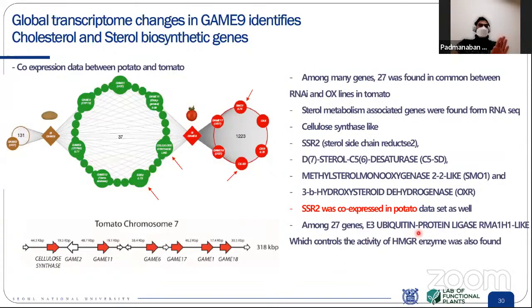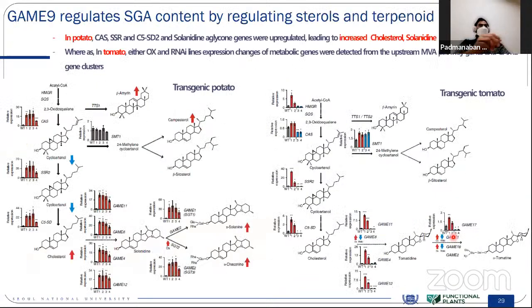Among the 27 genes, there is one E3 ubiquitin protein ligase family, which controls the HMGR enzyme, also found. And that is why when they overexpress these lines, these upstream genes were transcribed highly, also along with the GAME factor family. And because of the cellulose synthase-like genes, which are aligned together with the structure of the GAME transcription factor family, they increase the production of other steroids as well.